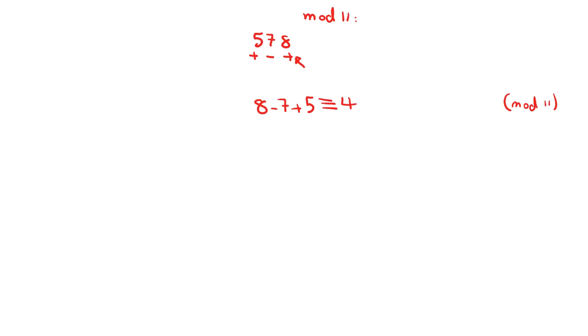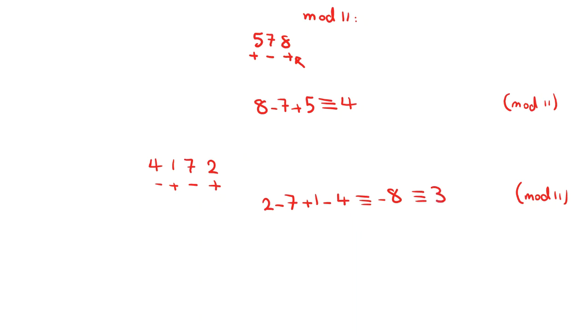Sometimes you can say, okay, if it is negative, what happens? Let's check. For example, 2, 7, 1, 4. That's okay, plus, minus, plus. So you consider again from the right, you start plus, minus, plus, minus. And you will say what? 2 minus 7 plus 1 minus 4. And it will be what mod 11? If we calculate that, it will be negative 5 plus 1, negative 4, negative 8. And if we add 11 to this, we said we can add 3. So the remainder of this number, if you divide by 11, will be 3.